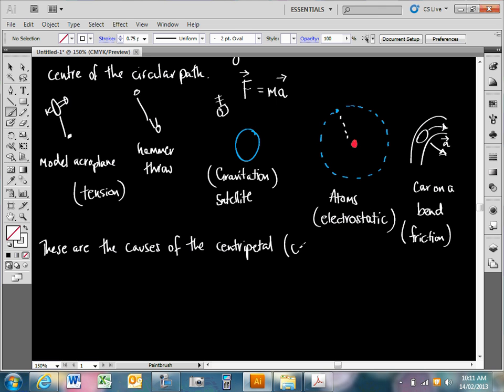Centripetal means center seeking. Force.